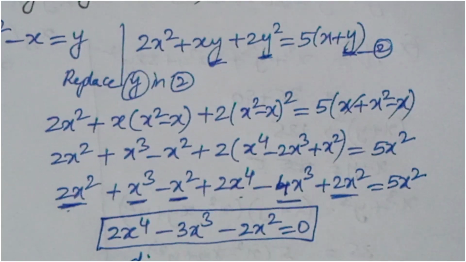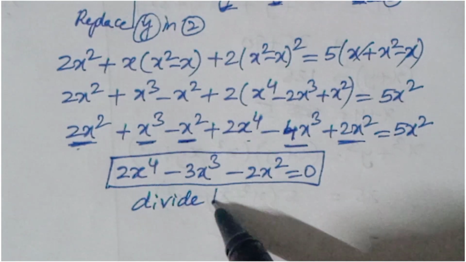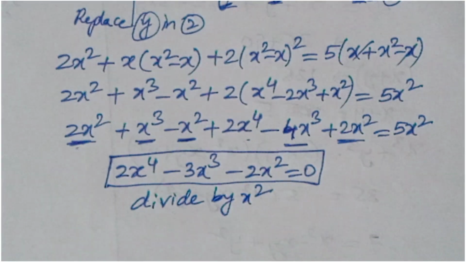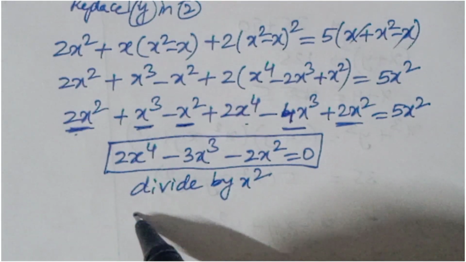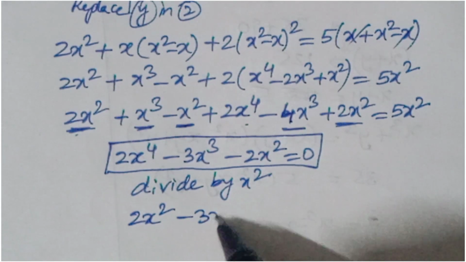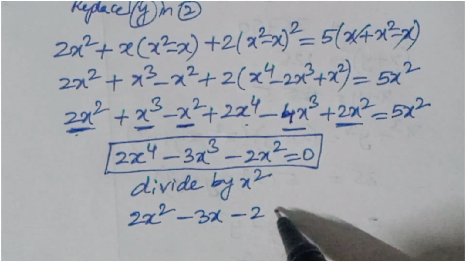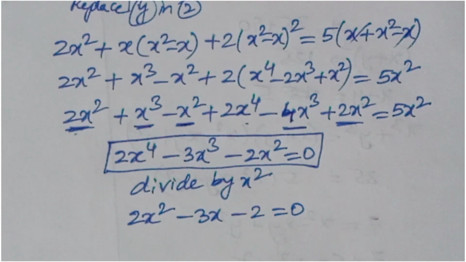So divide this by x square, or take x square common. So here what will we get? 2x square minus 3x minus 2 equal to 0. Now it is a quadratic in x.